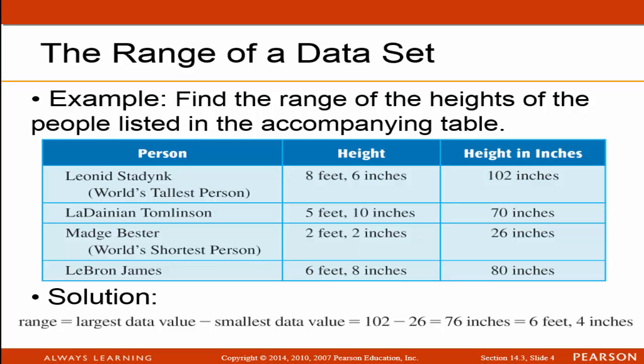So here's the first example. We're going to find a range of the heights of the people listed in the accompanying table. So here we have 4 people. We have their heights, so in feet and inches, and we're going to convert that all into inches. And so now we can go ahead and find the range. And what we do is we take the largest data value, which is 102 inches, minus the smallest, which is 26 inches. So the range for this data set is 76 inches, which is equivalent to 6 feet 4 inches.